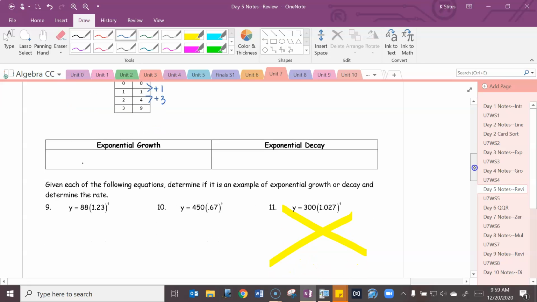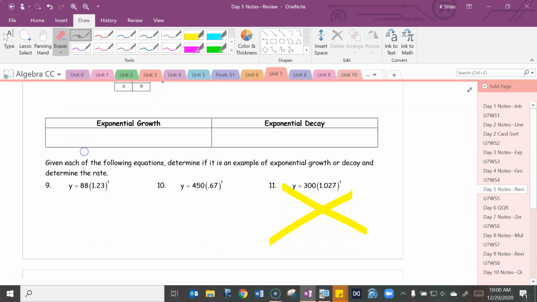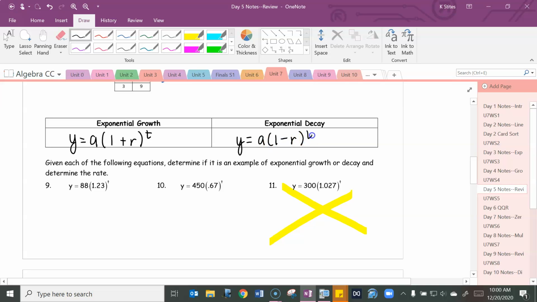All right, so let's review our exponential growth and decay equations. For growth, you should have y equals a, and then in parentheses, 1 plus r, to the t power. And exponential decay is going to be the exact same thing, but you're going to have a minus. All right, so we're going to determine if we have growth or decay and determine the rate. 9 is going to be growth because my number in parentheses is more than 1, and 10 is going to be decay because my number in parentheses is less than 1.